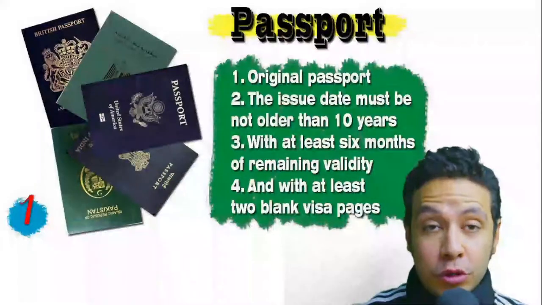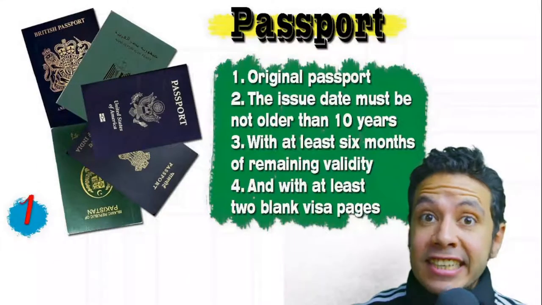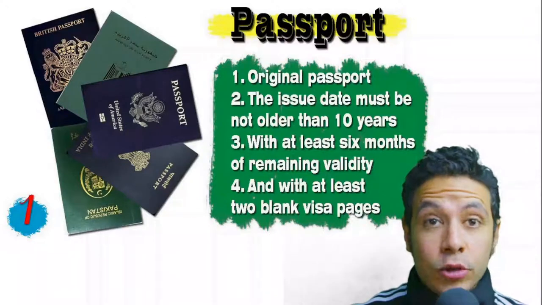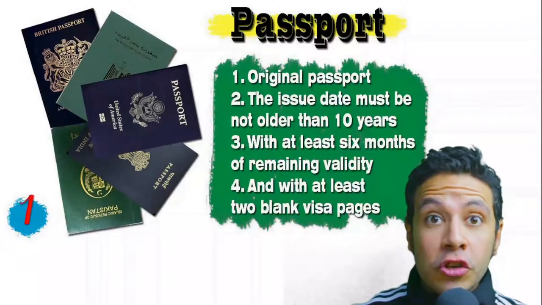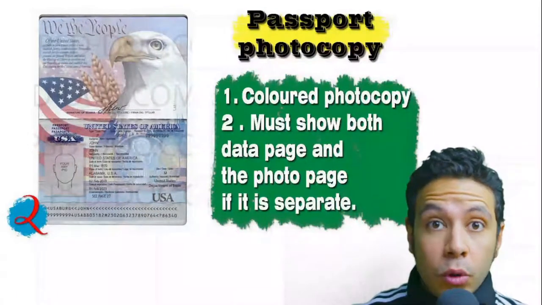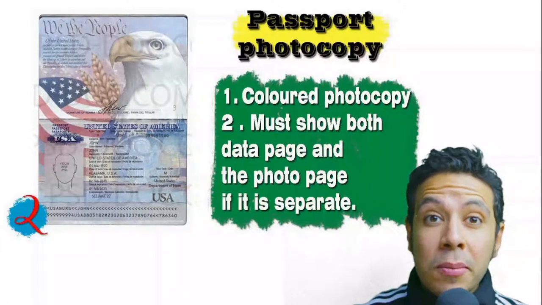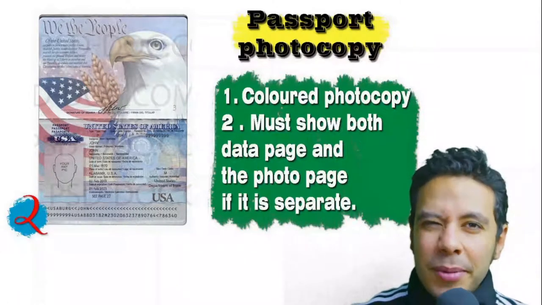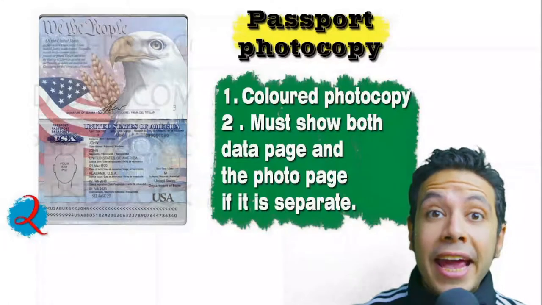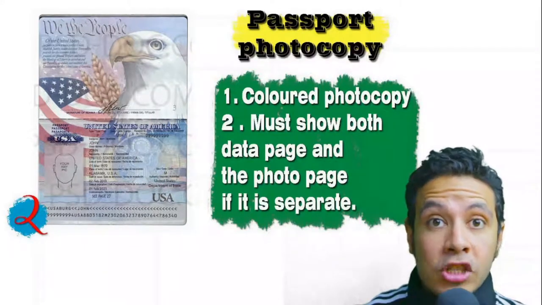So what are the required documents that you will need while applying for any visa? Speaking about your passport, it must be original and it must not be older than 10 years, with at least 6 months of remaining validity and with at least 2 blank visa pages for the stamps. In many cases you will need also a passport photocopy. It might be one copy or more than one and it's preferred to be colored, and both data page and photo page must be shown if separated. In some cases you might be required to photocopy every single page of your passport, but in general only the data page and the photo page are the needed ones.